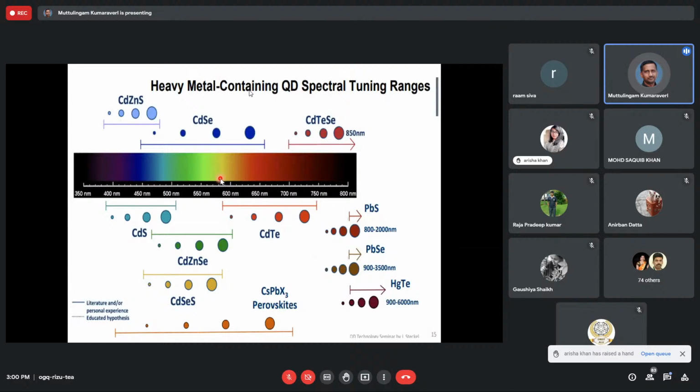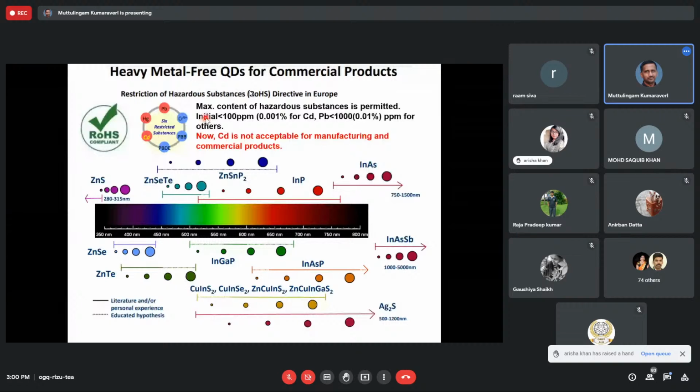So we look for metal-free quantum dots. Of the metal-free ones, the most suitable one is indium phosphide. But with indium phosphide, we can't make any blue emission. The spectral wavelength is from 530 to some 750, the deep red. So then zinc selenide is another option to make the blue emission, only as a core for these heavy-metal-free quantum dots.